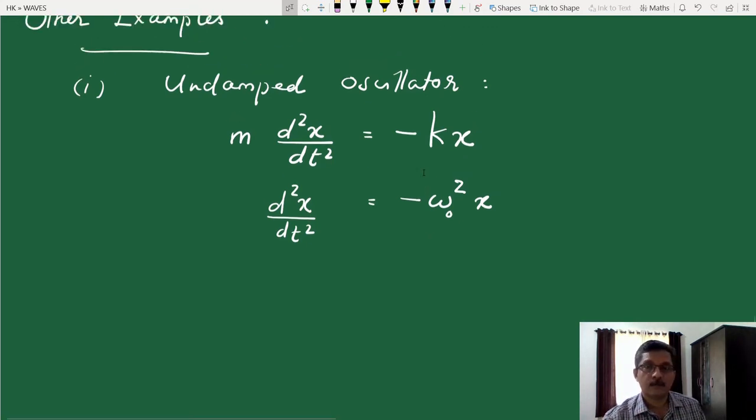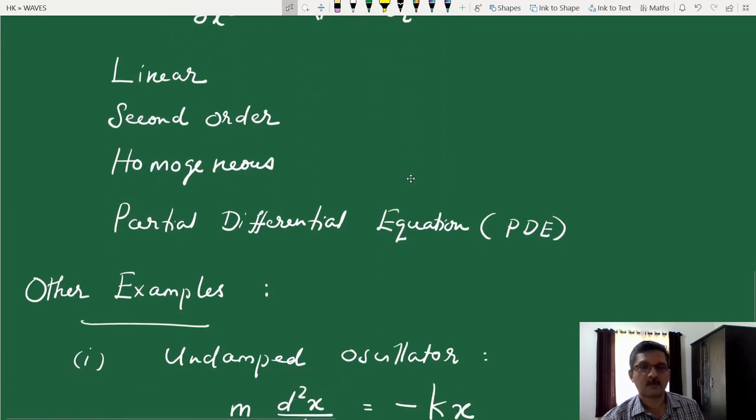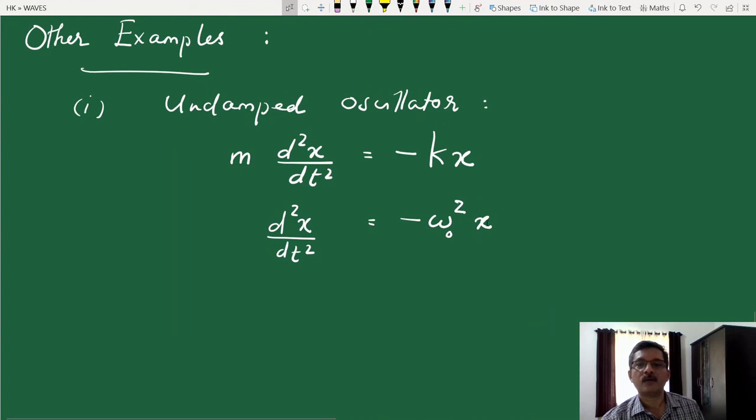On the left hand side, a second derivative is there, d square x by dt square, but its power is also 1. If you look at the wave equation, this 1 by v square has a dimension, power 2. But what you are interested in is the derivative of y, dou square y by dou x square, its power is 1. The time derivative of y on the right side, dou square y by dou t square, its power is also 1. In the same way, here the unknown function x has the power 1. On the left side, the second derivative of the unknown function, d square x by dt square, is also 1. So it's a linear equation.